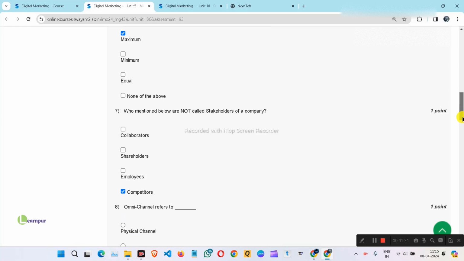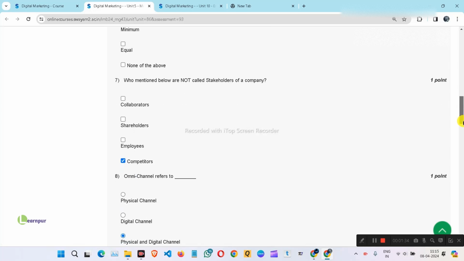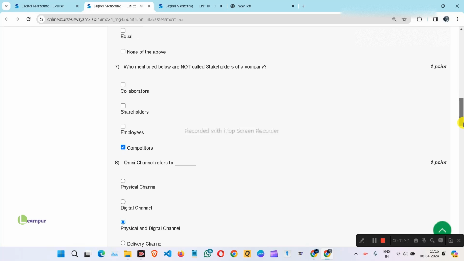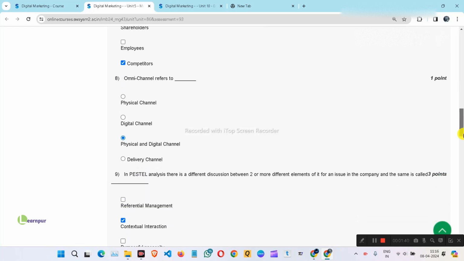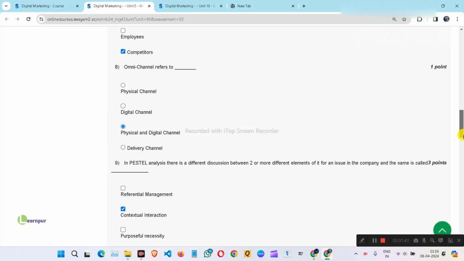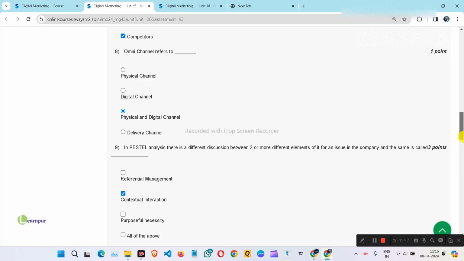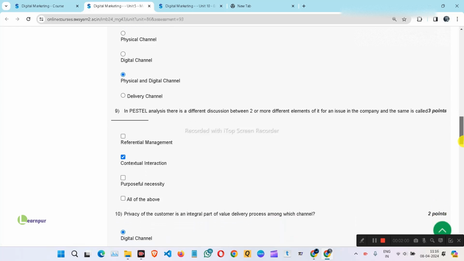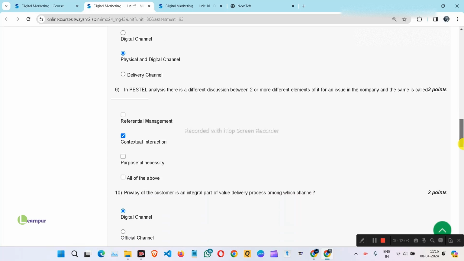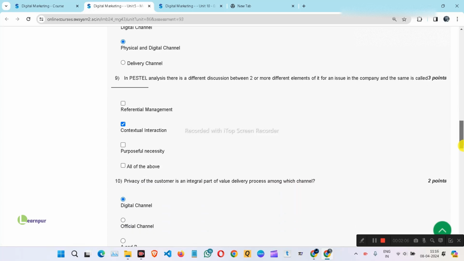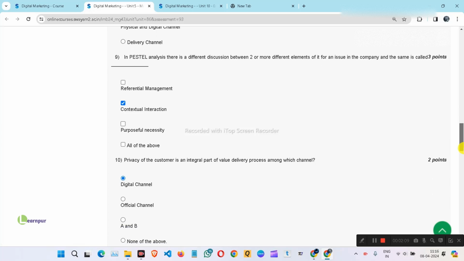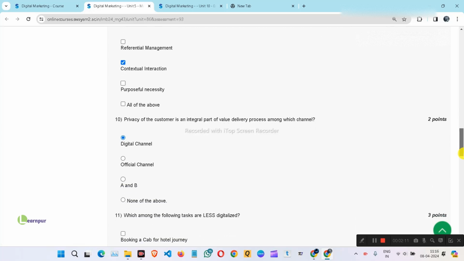In question number eight, omni channels refer to physical and digital channels, option C. Question number nine, in PESTEL analysis, there is a discussion between two or more different elements of it for an issue in a company, and the same is called conceptual interaction. Okay, conceptual interaction, that option is B. And for question number 10, privacy of customer is an integral part of value delivery process, among which channel? It will be option A, digital channel.